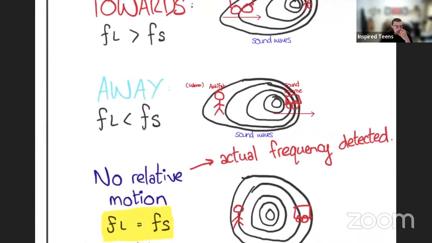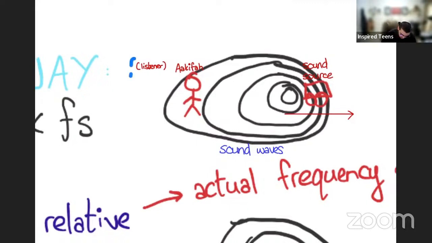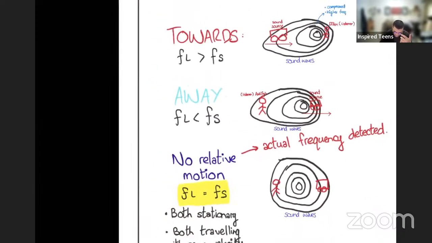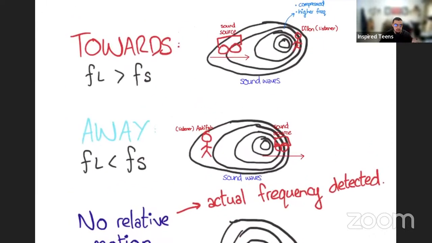Remember, it is only an apparent change that the listener detects. Okay, it's not an actual change to the frequency. It's just that you detect a lower frequency. Okay, so I hope that makes sense. So that's how the sound waves behave when the listener or sound source is moving towards and moving away.